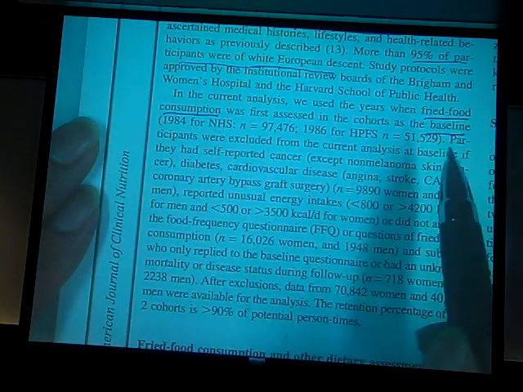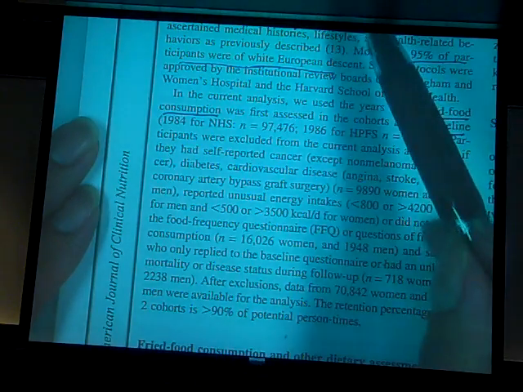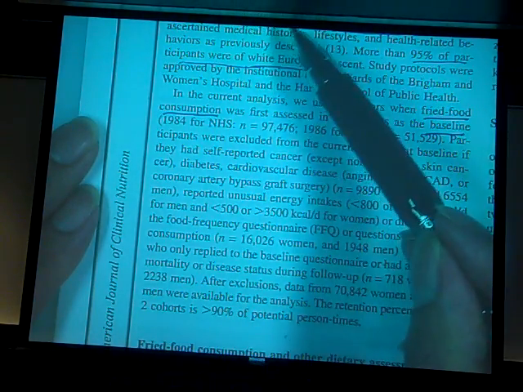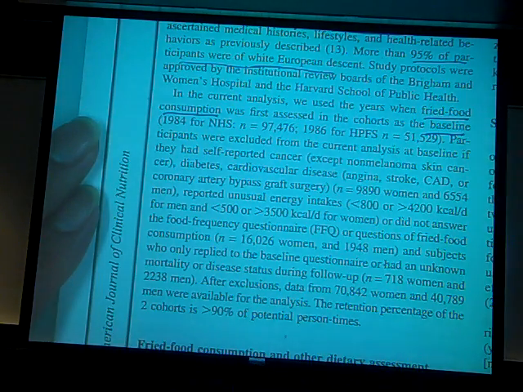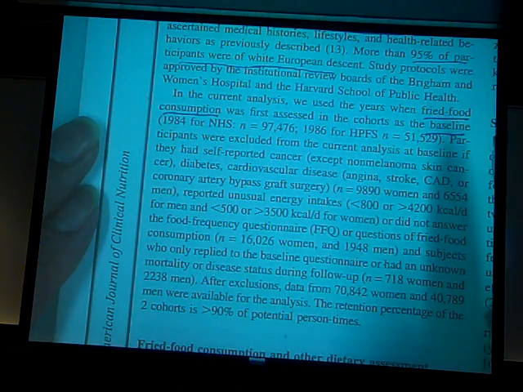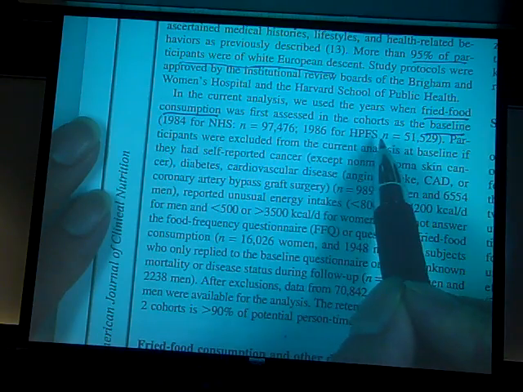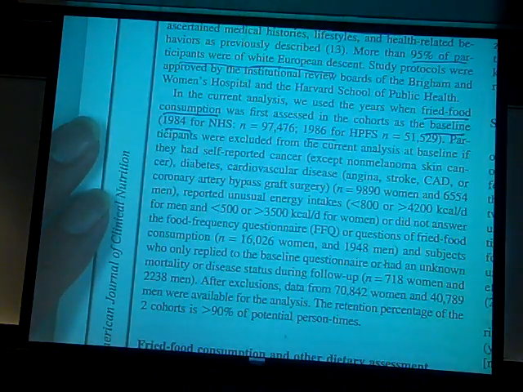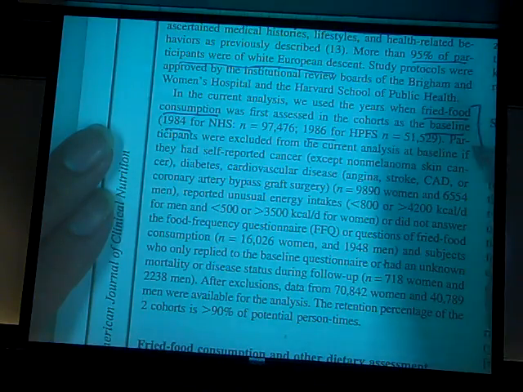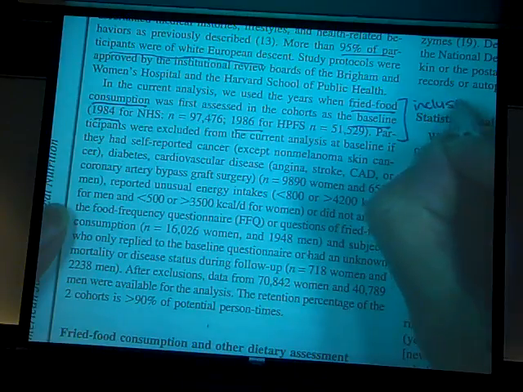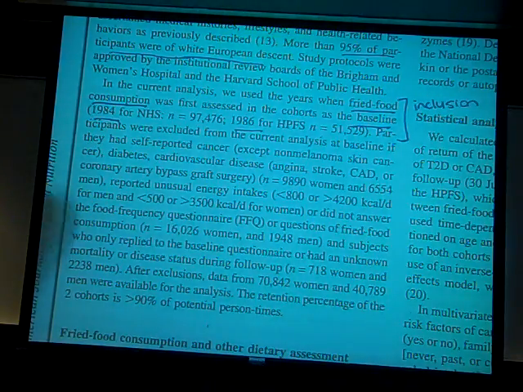And so what this first sentence is telling me is that the Nurses' Health Study began in 1976 and the Health Professionals Follow-Up Study began in 1986. But they didn't use all of those participants or information starting at that time point, because what we know is data on fried food consumption was first assessed in 1984 and in 1986 for both of the cohort studies. And so this is an inclusion criteria telling us when they started to use the data from this particular study.